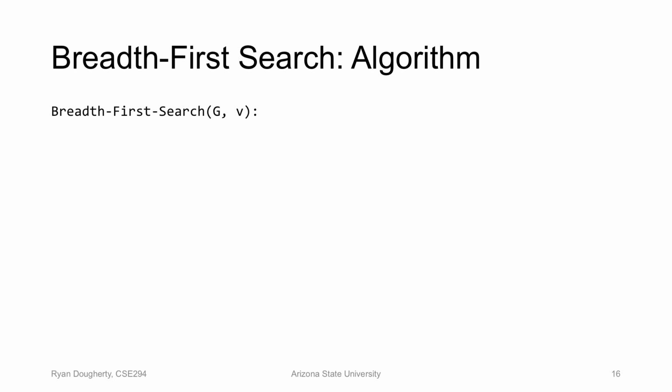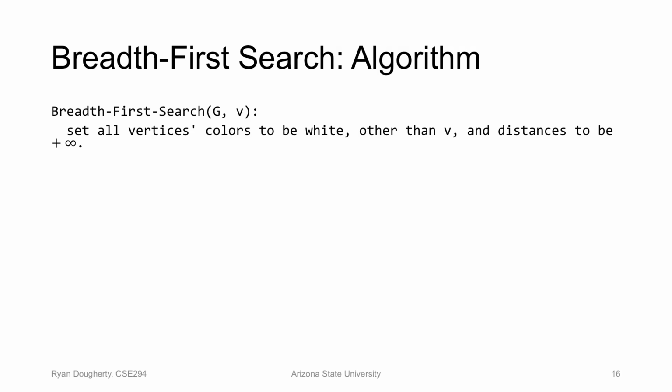So here's the algorithm. I picked this arbitrary vertex V for my graph G, and obviously any vertex works here. For all vertices other than V, I haven't explored them yet, so their colors are white. I haven't seen them before. And I'm going to set their distances to be positive infinity.